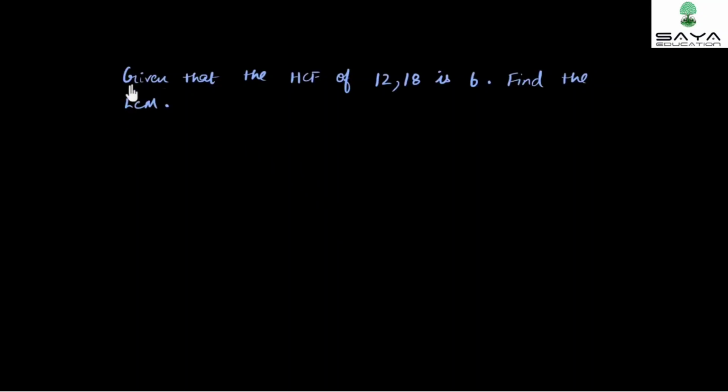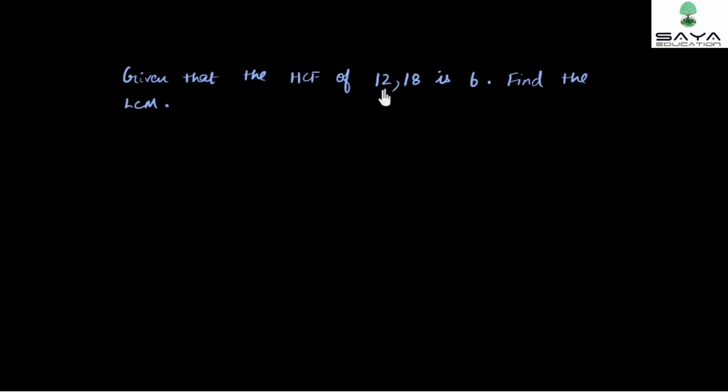Let's see what question we have over here. Given that the HCF of 12, 18 is 6, find the LCM. Okay, so I'm being given the HCF of two numbers and I have to find the LCM. The first question that strikes me when I read this question is, why did you give me the HCF? I already know how to find the LCM if I know both these numbers.